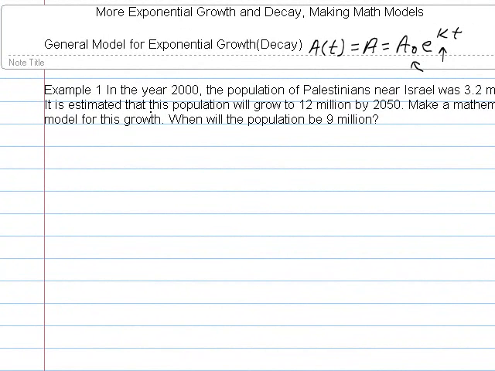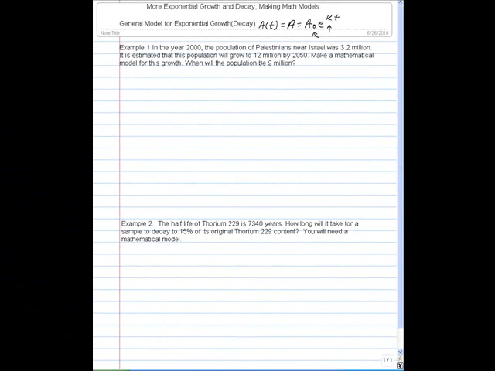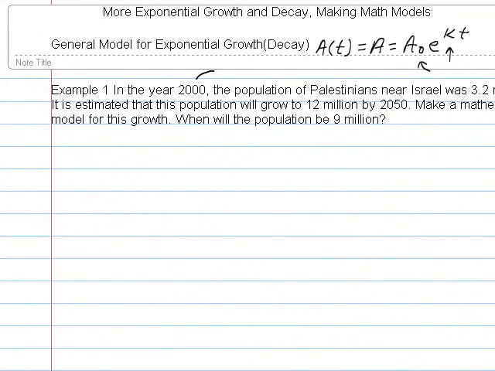Example 1. In the year 2000, the population of Palestinians near Israel was 3.2 million. It is estimated that this population will grow to 12 million by the year 2050. Make a mathematical model for this growth. Now our base year is 2000. That's when time is 0. So in 2050, time will be 50.